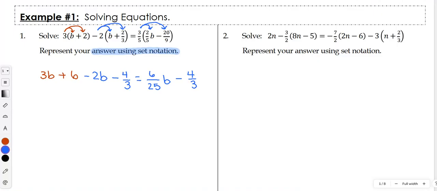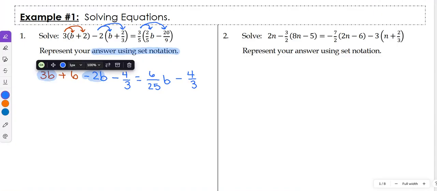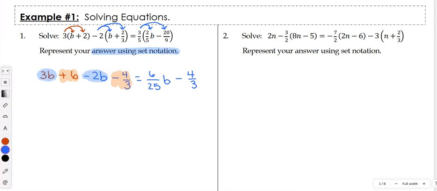All right, now that the distribution is done, we're going to go ahead and start combining our like terms. We have these b's that we can combine on this side, and we have these numbers that we can combine. So 3b minus 2b, easy, 1b. 6 minus 4/3, again, sticking with my calculator.